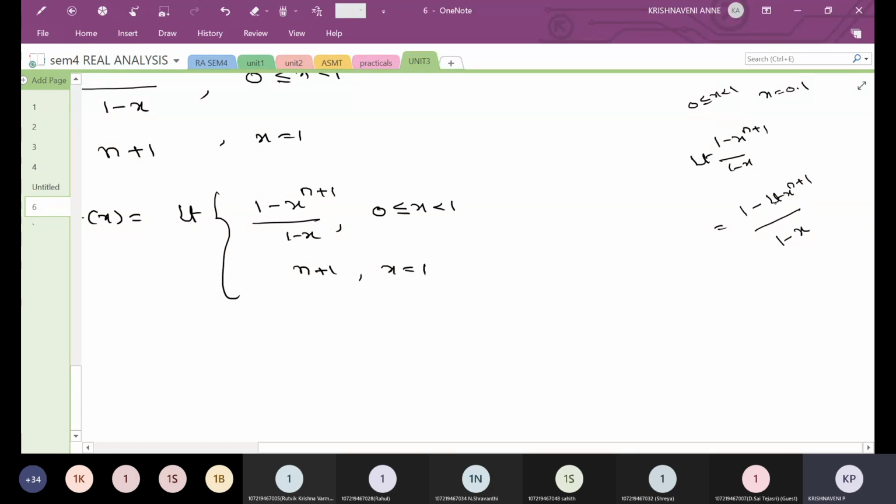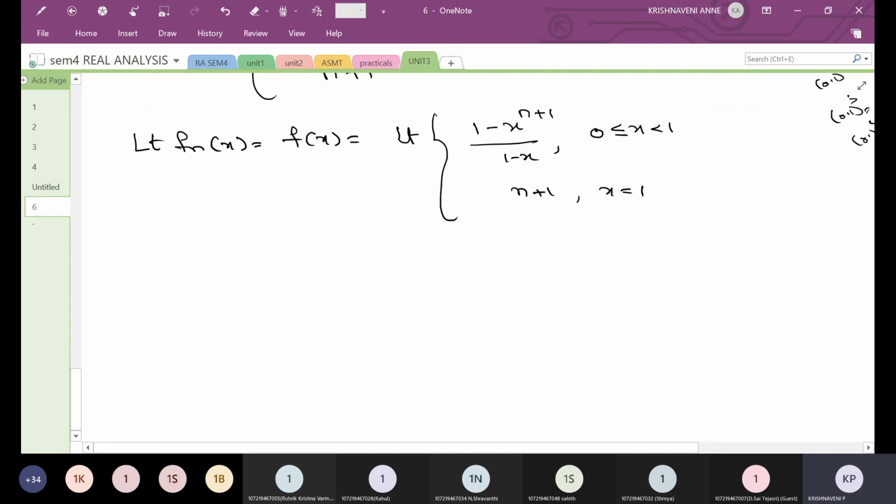Okay, now apply the limit to this term, limit x power n plus 1. What is that? 0.1 power 1, 0.1 power 2, 0.1 power 3, 0.1 power 4. What did you observe here? As the value of n is increasing, it is close to 0. It tends to 0. So that means this will be 1 by 1 minus x. Okay, so I'll write it here. The limit of this is nothing but 1 by 1 minus x.